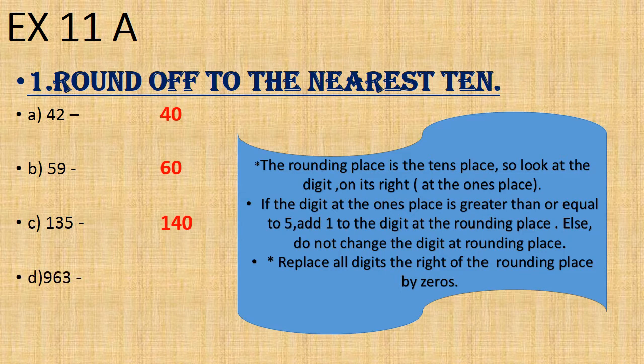Part D, 963. Here also in tens place we are having 6. If we see to its right, we will see 3. So 3 is smaller than 5. So we will make no change. So our answer will be 960.